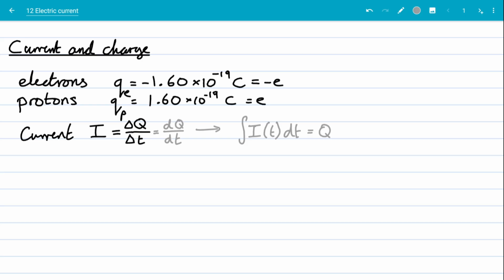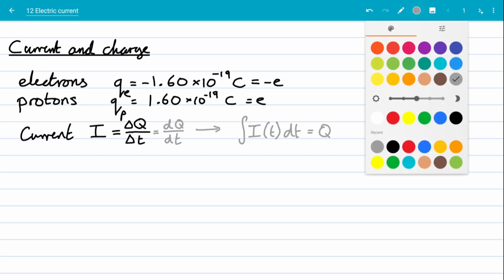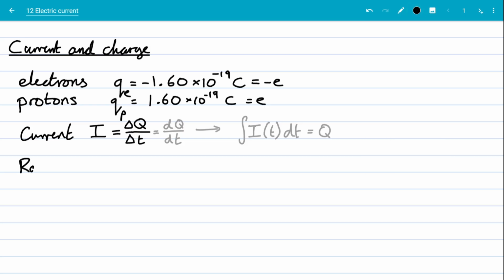So current, intensité, rate of flow of charge is how we could define it in words. Rate of flow of charge. And we need to learn that. But notice it's not rate of flow of electrons, or rate of flow of protons, or rate of flow of ions, or rate of flow of muons, or rate of flow of sigma particles, or whatever else. It's not that. It is just rate of flow of charge. So when we consider electricity, we're not usually that interested in what is actually flowing.